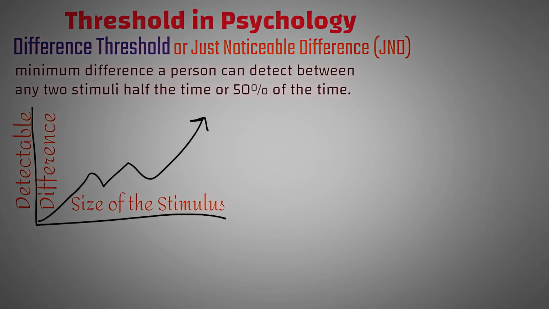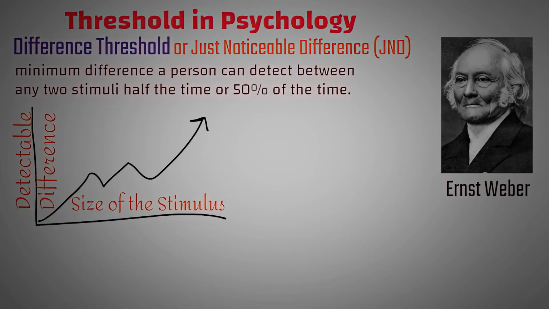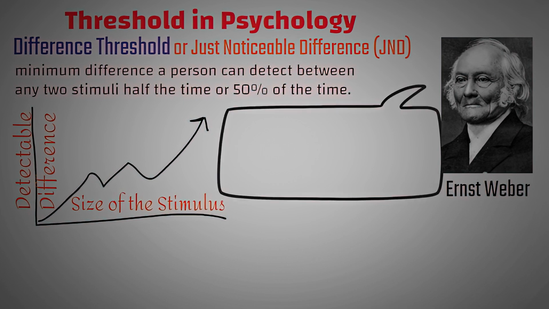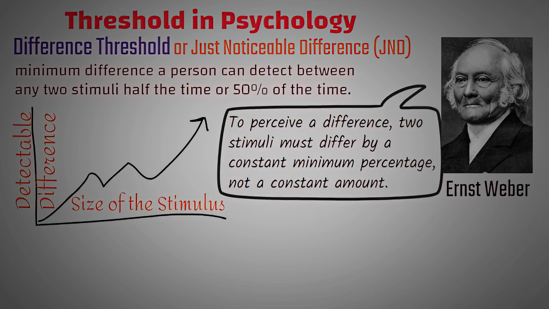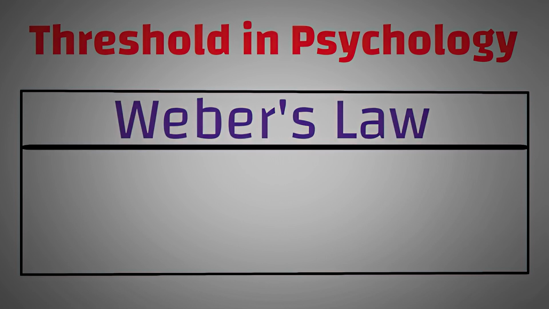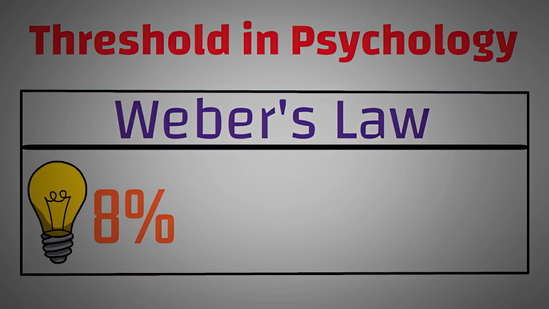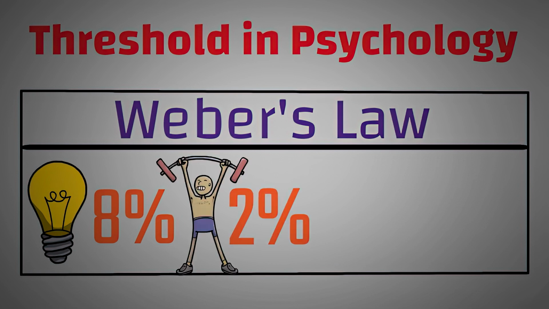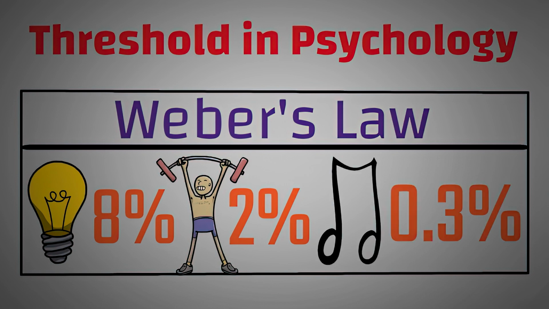To make this even more clear, Ernst Weber described this with a simple principle. As per this principle, for an average person to perceive a difference, two stimuli must differ by a constant minimum percentage, not a constant amount. This idea is referred to as Weber's law. For example, as per this law, two lights must differ in intensity by 8%, two objects must differ in weight by 2%, and two tones must differ in frequency by only 0.3%.